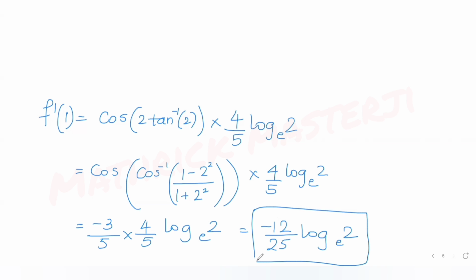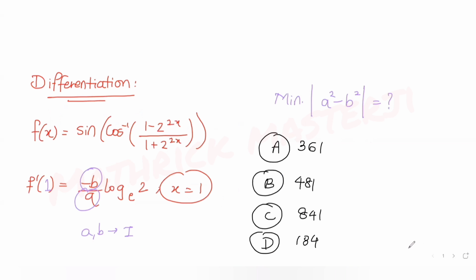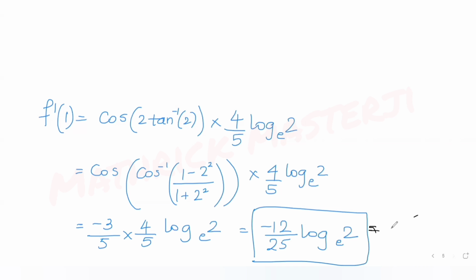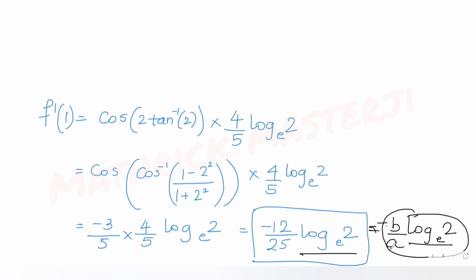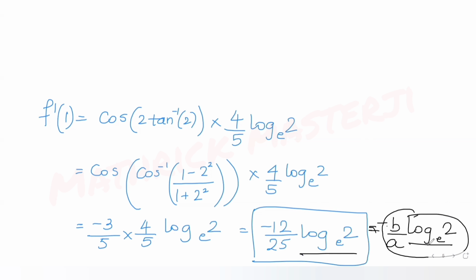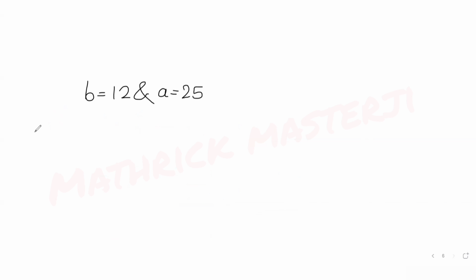Now, once you have f dash of 1 here, you have already been given this idea in the question as well. F dash of 1 we have been given in the question as minus b by a log 2 to the base e. Now once I have this entire thing compared with this, I know log 2 to the base e is the same. With this comparison, I get b is 12 and a is 25.